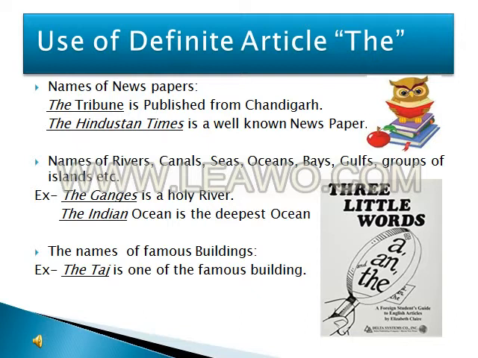Next rule: names of rivers, canals, seas, oceans, bays, gulfs, groups of islands, etc. Before the names of rivers, canals, seas, oceans, bays, gulfs, and groups of islands, we use article the. For example, the Ganges is a holy river. And second example, the Indian Ocean is the deepest ocean.